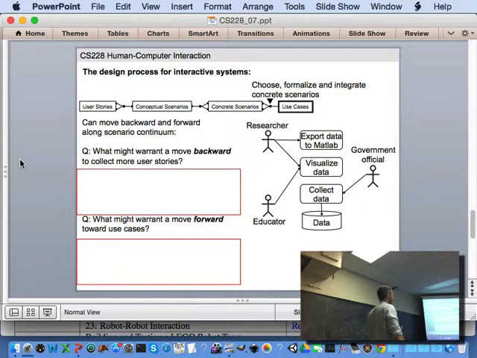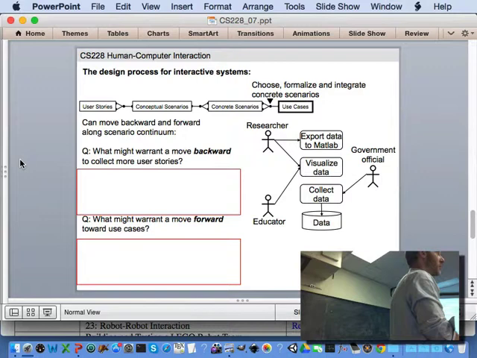Okay, so in this cartoon example here, we just marched from the left to the right. But because we're going back to our testers as we're going through this process, sometimes you move backwards towards the left and sometimes you make a decision and you move further to the right. When you're doing evaluation with your users, what might cause you to move back to the left? What information might come to light that causes you to have to back up and rewrite some of these stories or conceptual scenarios?